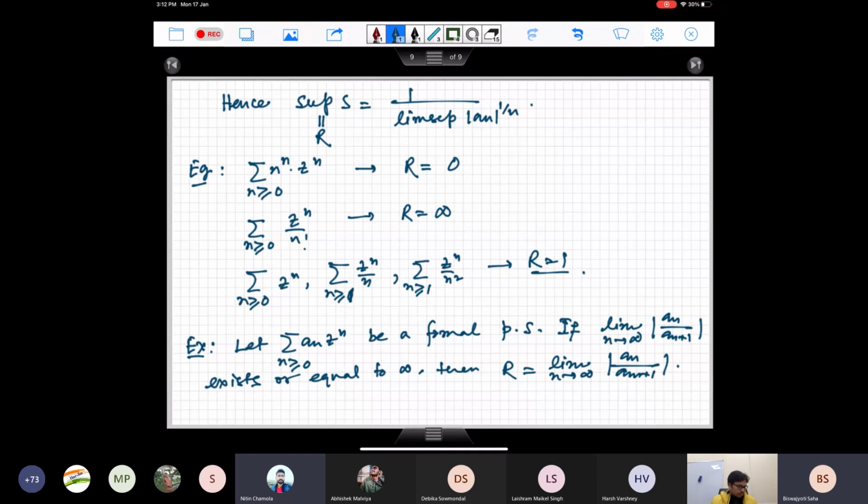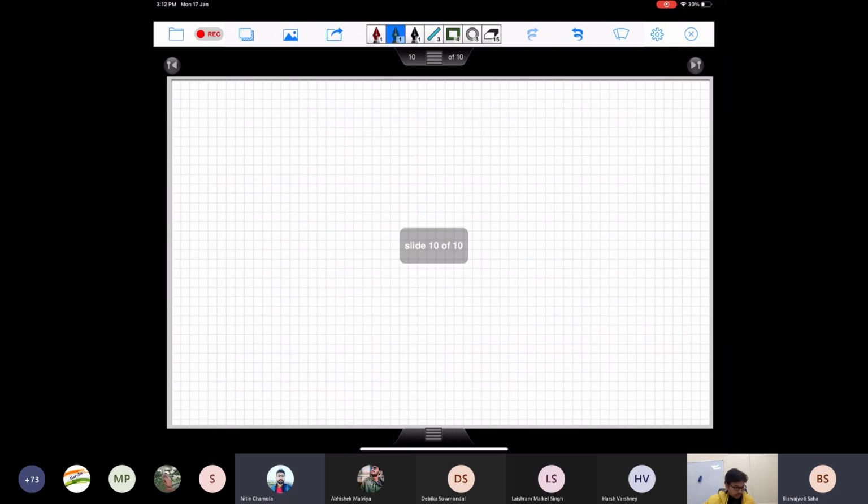So let me also give you another exercise. For example, let us say we have two power series, each of which has a radius of convergence. Can I say something about the radius of convergence of the product or the sum and things like that? So this is the exercise regarding that.